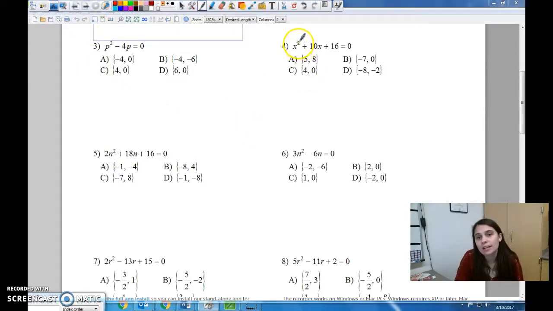Number 4 is exactly like numbers 1 and 2, so I'm going to let you try that one as well. But again, I'll give you the answer so you can check yourself. So try it, and you should get D as your answer.